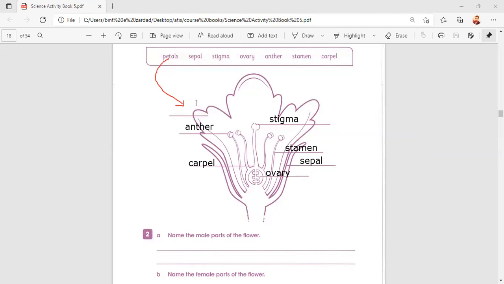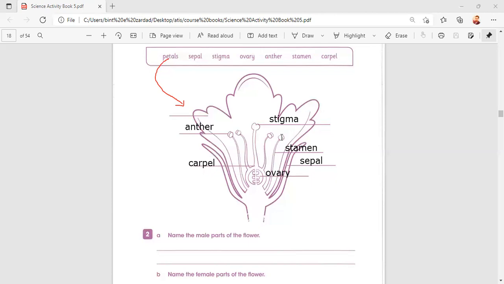Then it's done. Let's review: petals, anther, carpel, ovary, this one containing eggs. Sepal, this one protects the flower bud. Stamen, the male part of the flower, and the stigma, the female part of the flower.